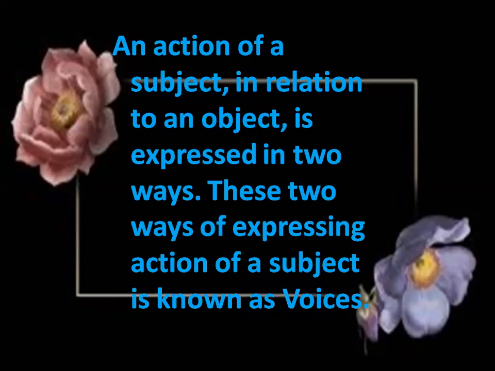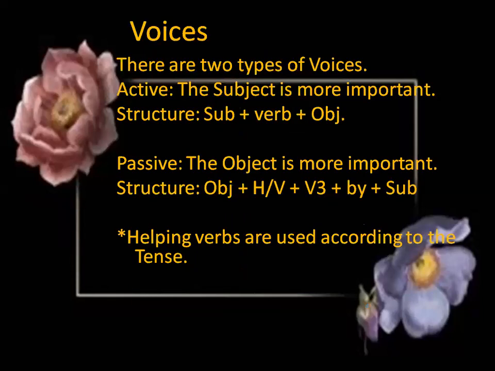We can explain the action of any subject, which is the doer of the work. The action of a subject in relation to an object, we can express by two ways. One is active voice and the second one is passive voice. There are two types of voices, active and passive.